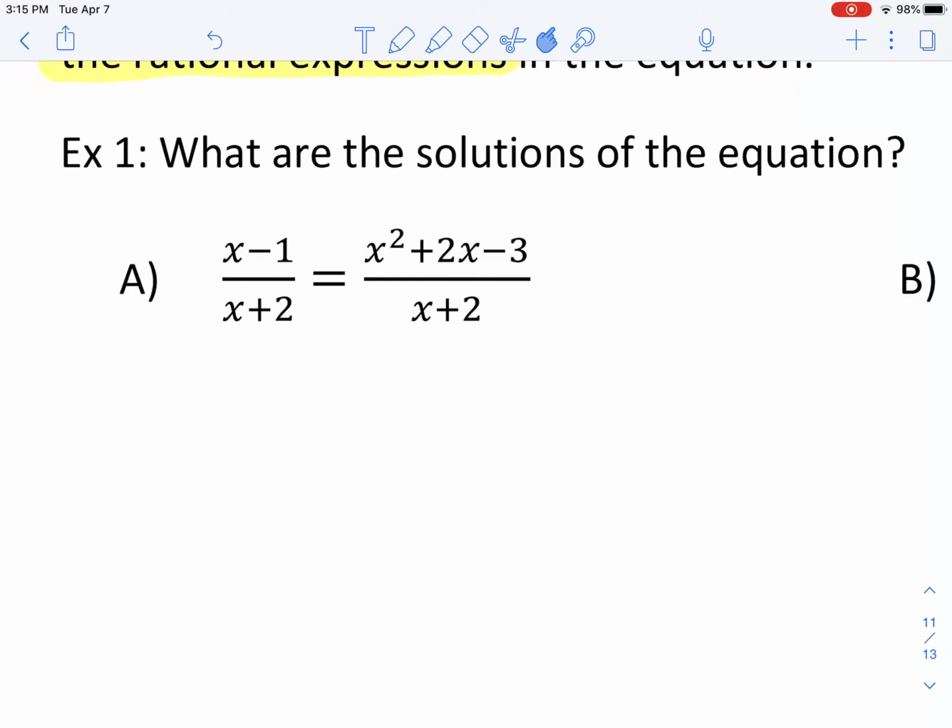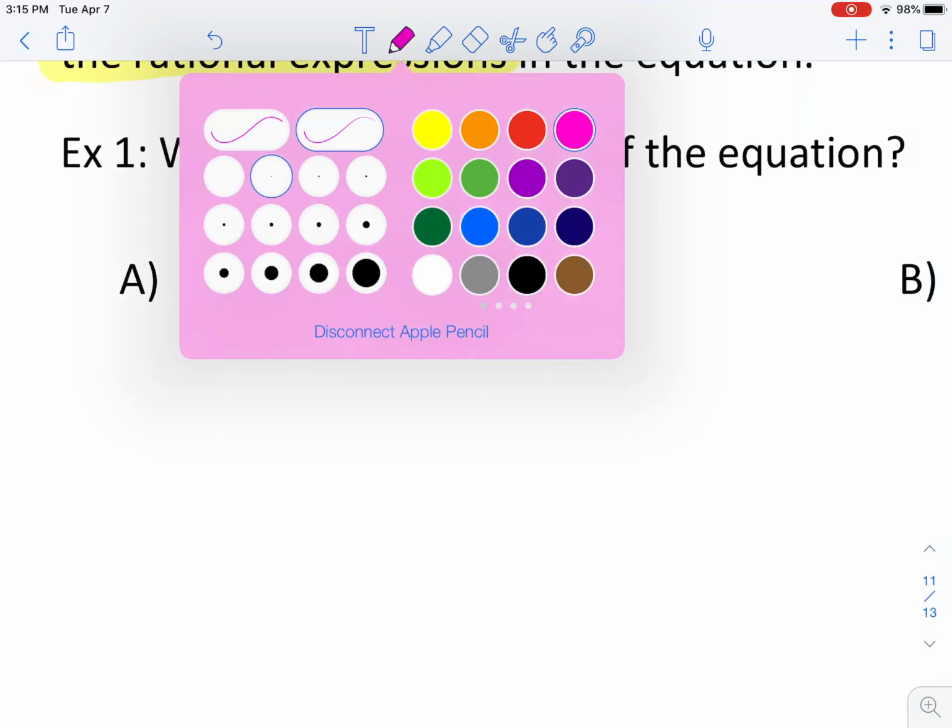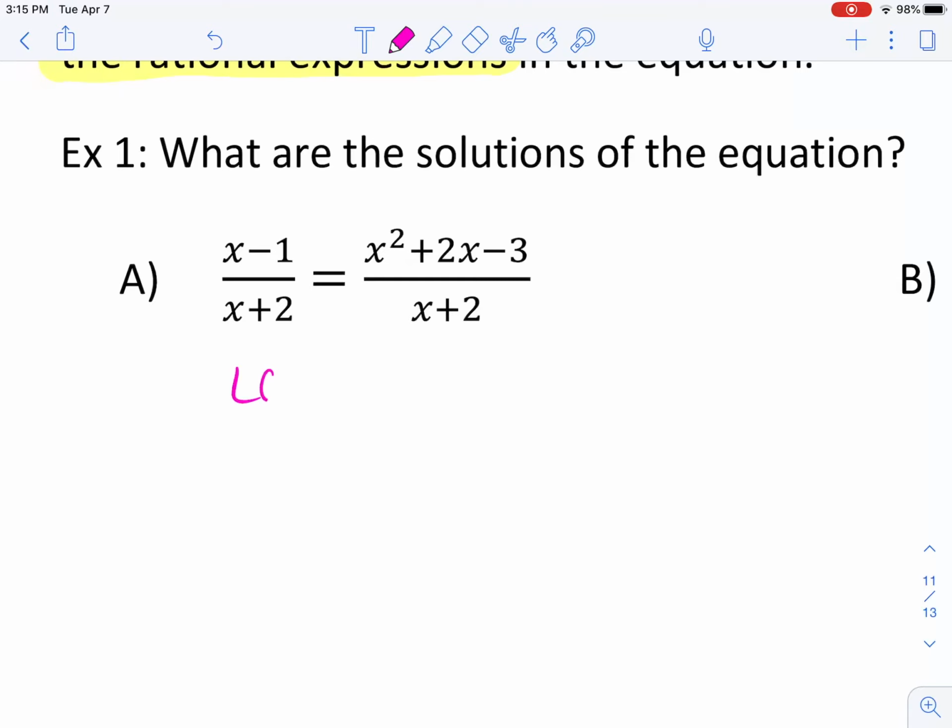So let's look at example 1. What are the solutions of the equation? If we want to find our LCD here, our least common denominator, we're going to look at the denominators that we have. The left-hand side denominator is x plus 2. The right-hand side denominator is x plus 2. Well, they're both the same, so that means our least common denominator is x plus 2. Since that's our least common denominator, we're going to multiply each piece, and in this case it's both sides, by x plus 2.